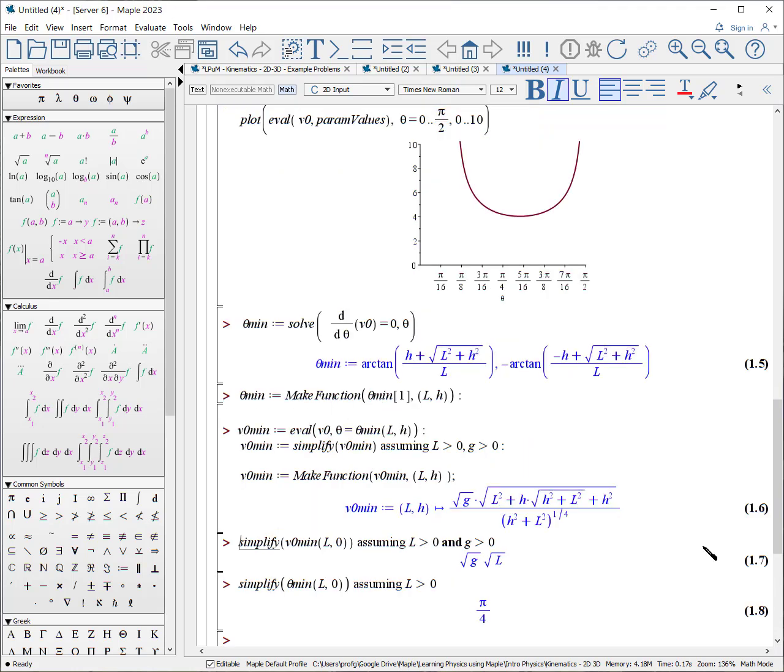Does our solution make sense from the classic projectile motion, where it reaches the same altitude as it started? The answer is yes. You get the same launch velocity of the square root of g times L, and you get the same launch angle, which is pi over 4 radians or 45 degrees.